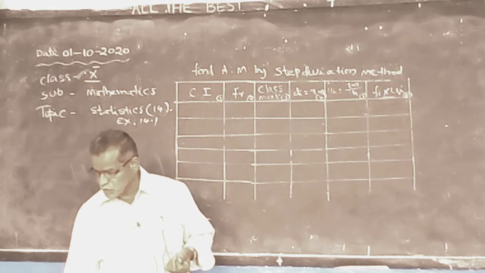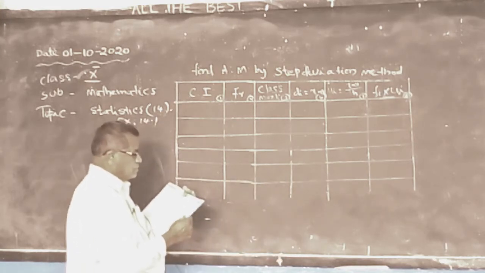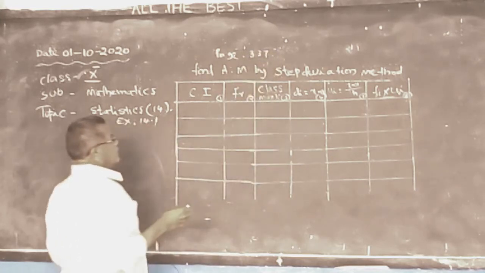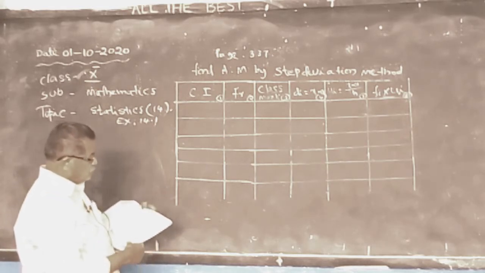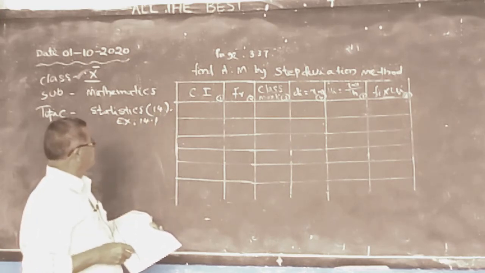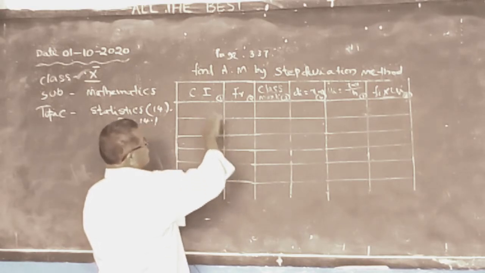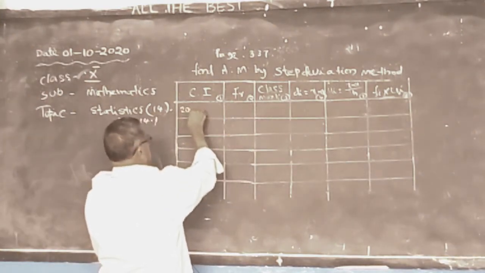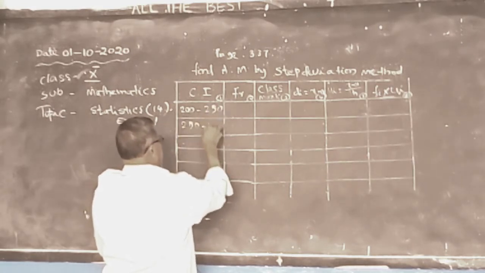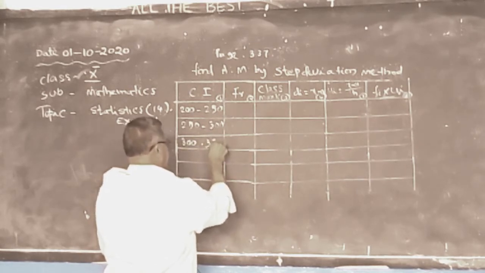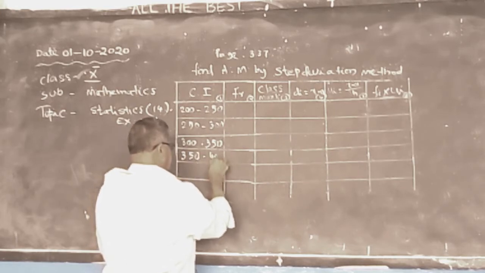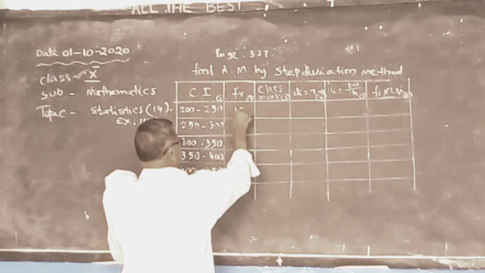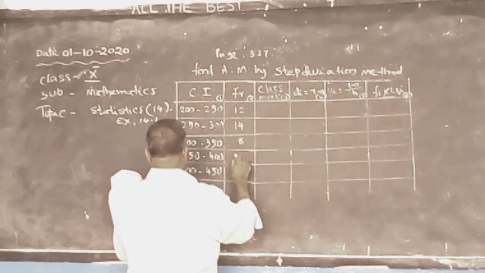Now, the second problem I wrote down, page number 337. It is a new book. The exercise is quoted quite well. Now the question: find arithmetic mean by step deviation method. Class interval and frequency: 200 to 250, 250 to 300, 300 to 350, 350 to 400, 400 to 450. Frequencies 12, 14, 8, 6, 10.